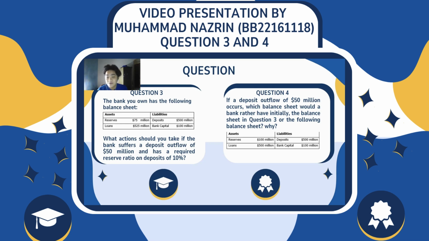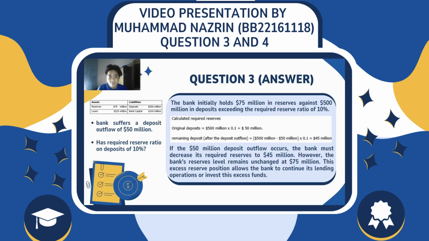The question number 4 is about if the deposit outflow of 50 million occurs, which balance sheet would a bank rather have, the balance sheet in question number 3, or the following balance sheet? Why? So on question number 4, we can see the reserve increased by 25, which is 100 million. Loans are decreased by 25 million. The deposit and the bank capital are the same.